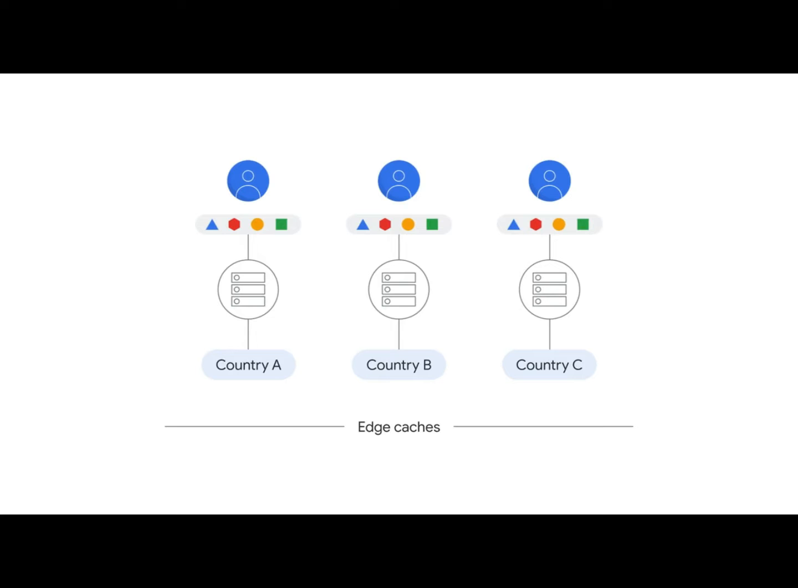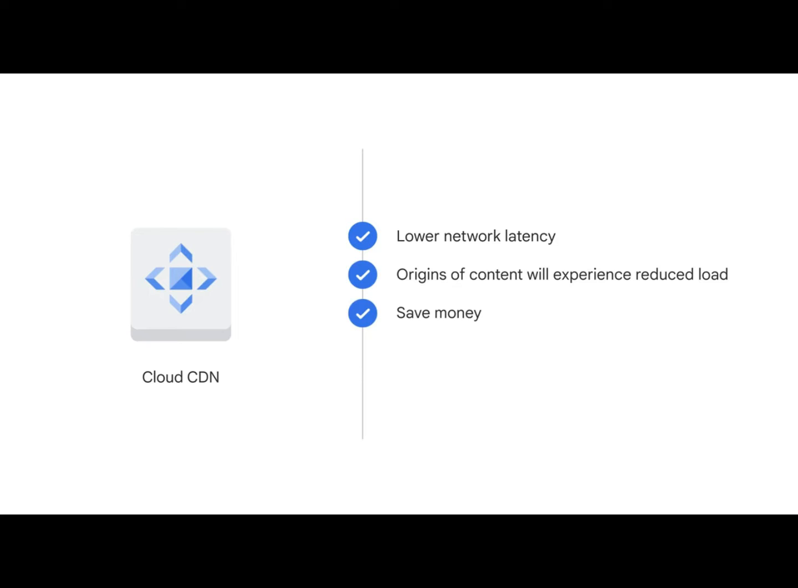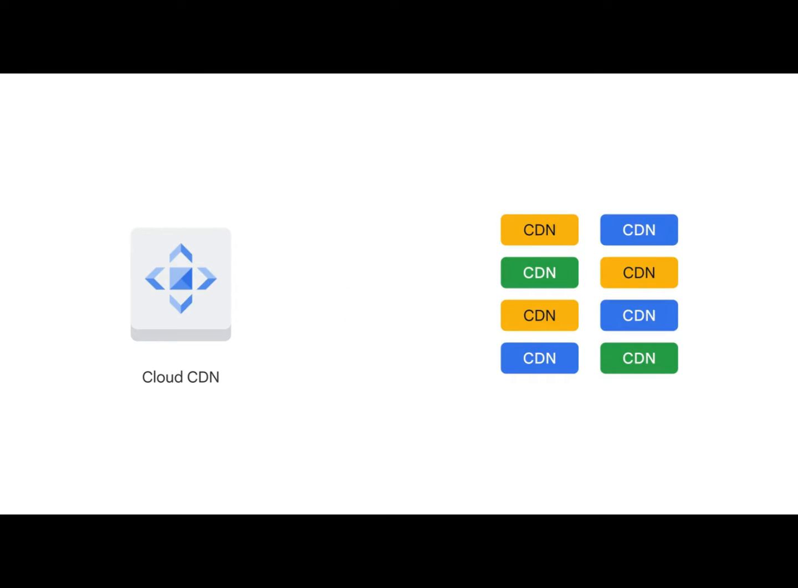Edge caching refers to the use of caching servers to store content closer to end users. You can use this system to accelerate content delivery in your application by using Cloud CDN, Content Delivery Network. This means your customers will experience lower network latency, the origins of your content will experience reduced load, and you can even save money. After HTTP load balancing is set up, Cloud CDN can be enabled with a single checkbox. There are many other CDNs available out there, of course. If you're already using one, chances are it's part of Google Cloud's CDN Interconnect Partner Program, and you can continue to use it.